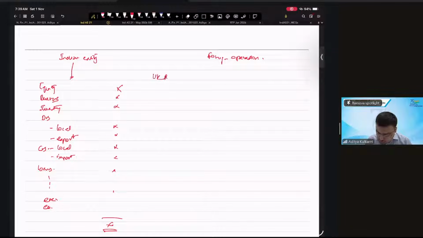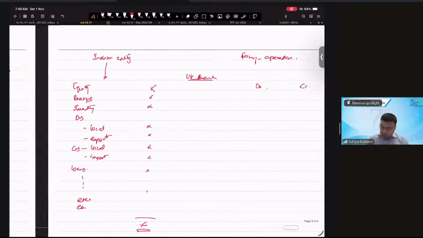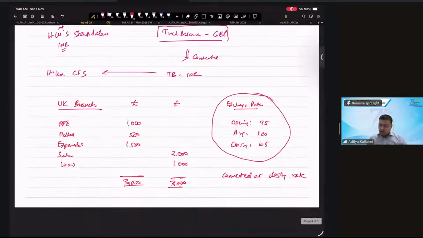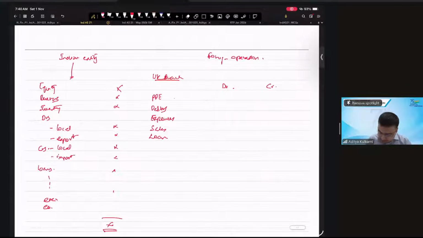So now let us come back to our question. UK branch. Debit, credit. What all I had? Property, plant, equipment, debtors, expenses, sales, loans. So convert everything using the closing rate. So closing rate is 105 for assets and liabilities.